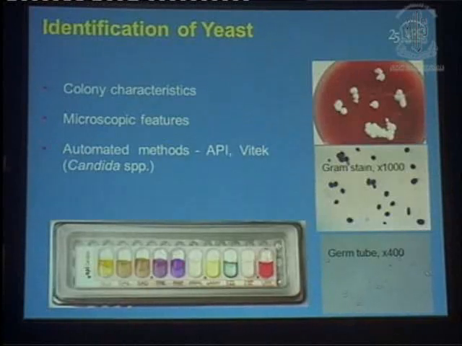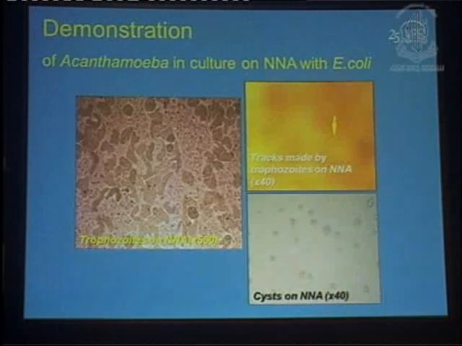Alright, nowadays it is possible to actually have automated methods for identification of bacteria as well as fungi, and one example is API. Some of your microbiologists may charge you more for culture by saying that they're using API for identification of the bacteria or fungus, especially yeast, and then you need to understand what exactly they are doing and why they are charging so.